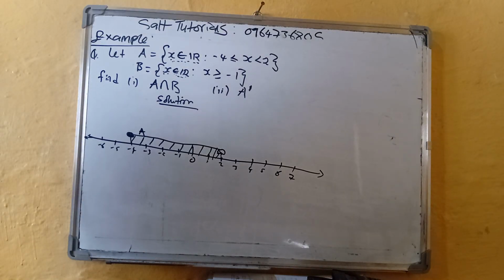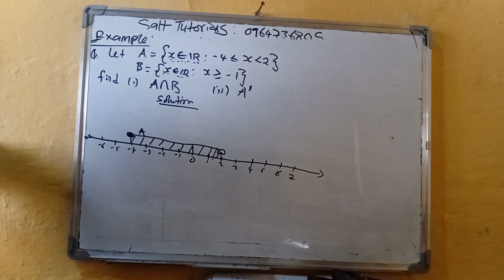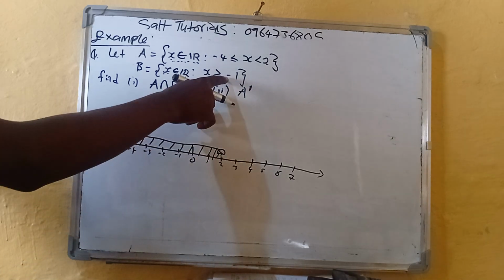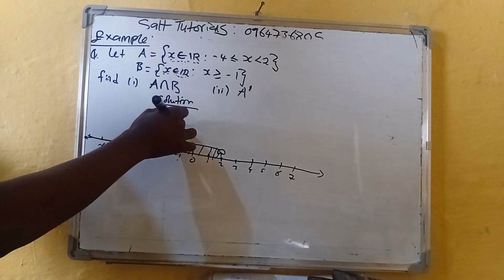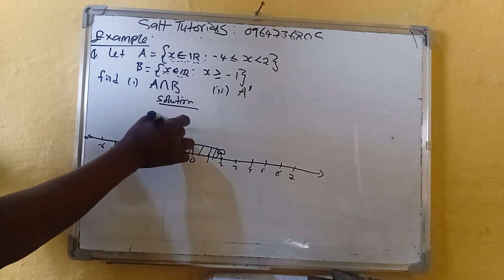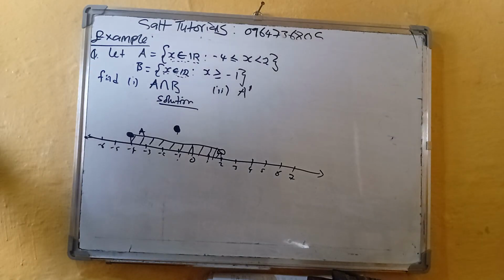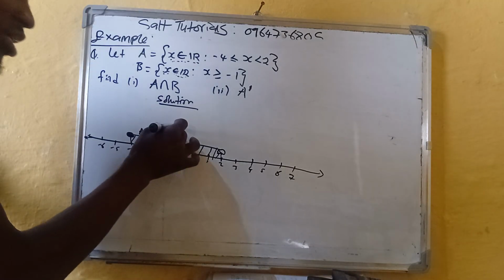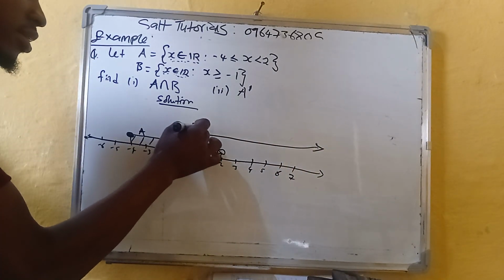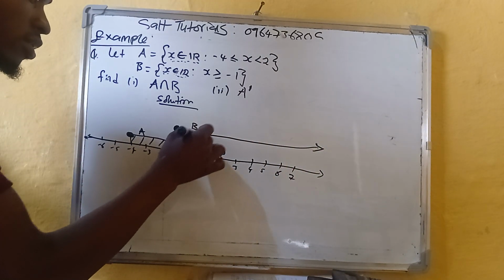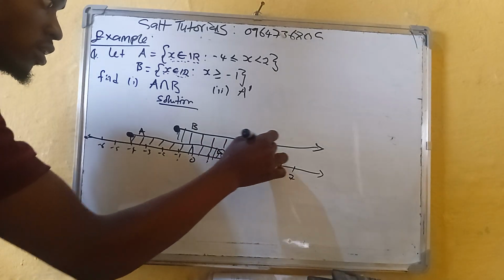I now look at set B. What is set B? Set B is made up from -1 and greater. So -1 is here, it is also equal to, so I shade. Which direction is it going? Greater than, to the right, going in this direction. This is my B.